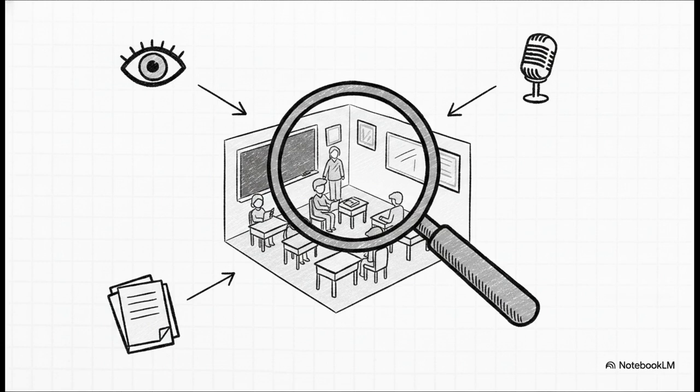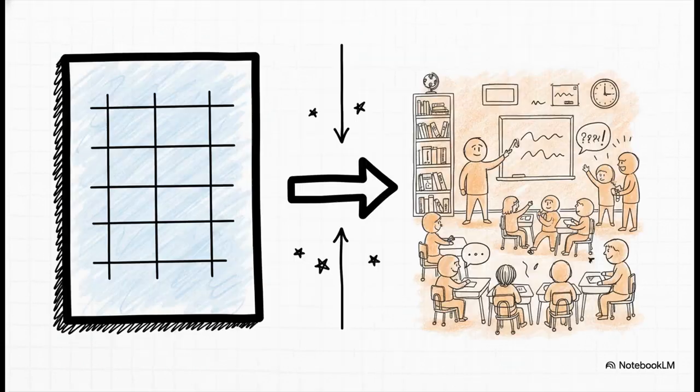You're triangulating the evidence, so combining classroom observations with teacher interviews and physical documents to build a much richer, vastly less biased picture than any single survey could ever give you. Let's ground this with another example.